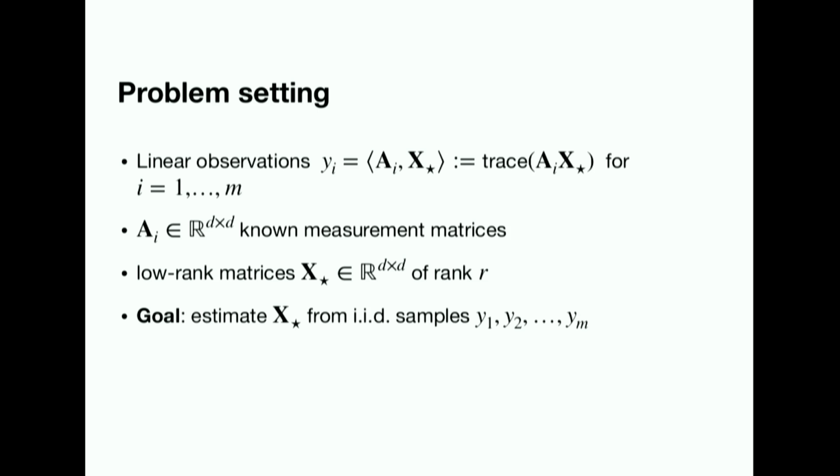Now let me formally describe the problem setting. There's an unknown ground truth matrix X star, which is low rank, say has rank R, and we're given linear observations yi, which are the trace inner product of a measurement matrix Ai with X star. The Ai are, of course, known measurement matrices. Our goal is to estimate the unknown matrix X star from these observations.